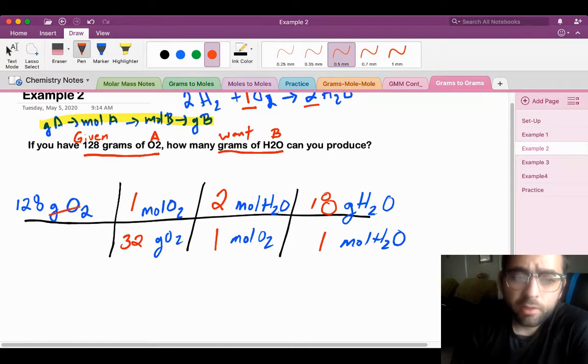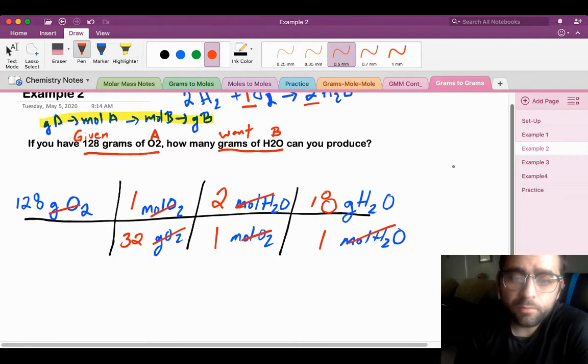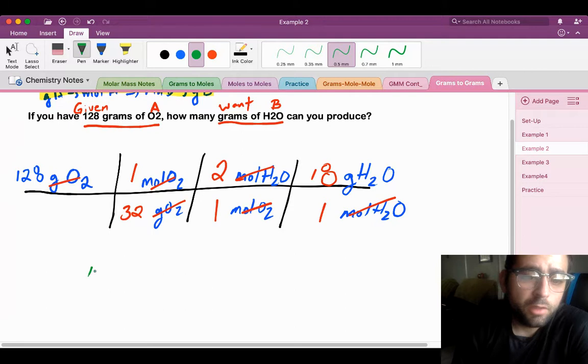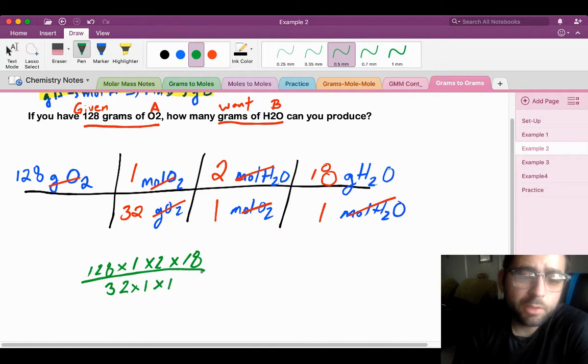So next, unit cancel. Grams cancels with the grams. Moles of the O2 cancel with the moles of the O2. Moles of H2O is going to cancel with moles of H2O. So what I'm left with is 128 times 1 times 2 times 18 over, at the bottom, 32 times 1 times 1.